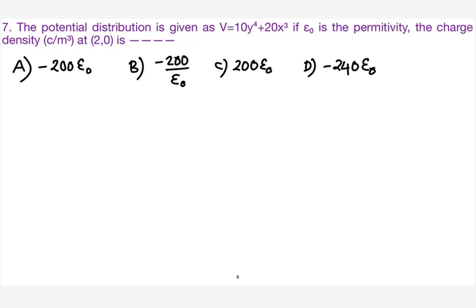And the last problem, you try to solve that. The potential distribution is given by some function he has given, and epsilon naught is the permittivity. Then find the charge density in coulombs per meter square at 2, 0. So how to find out the charge density when you know the potential? Any idea?